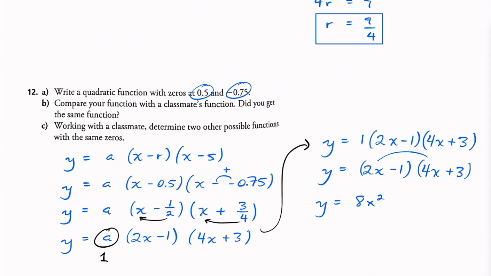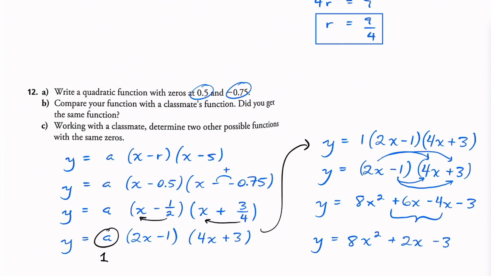So that was that one. Then we have 2x times 3, that's 6x. Then we have minus 1 times 4x, that's minus 4x. And the last one, minus 1 times 3, that's just minus 3. Okay, and then these two middle terms we can group together. And then that's our final answer.